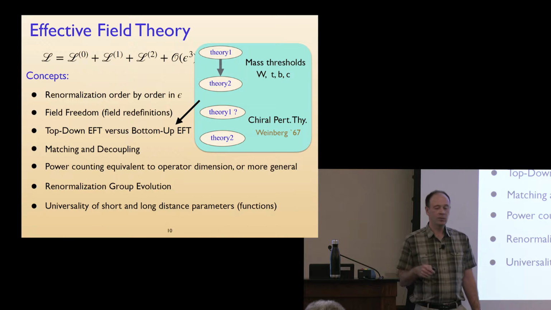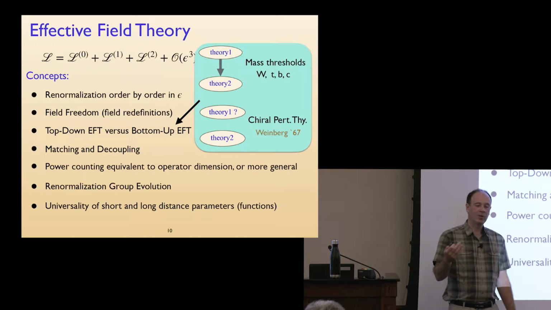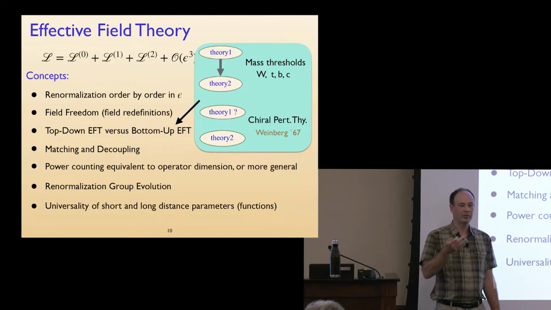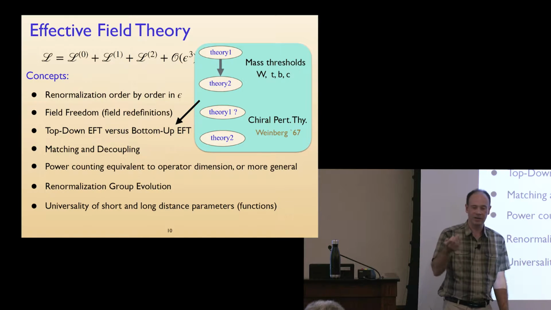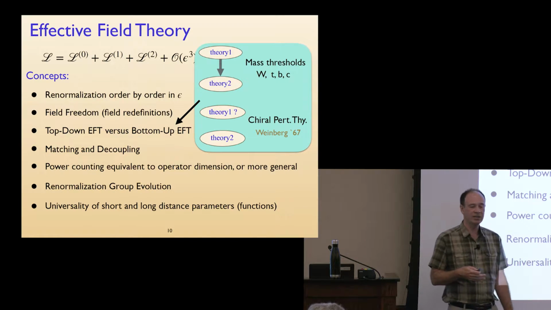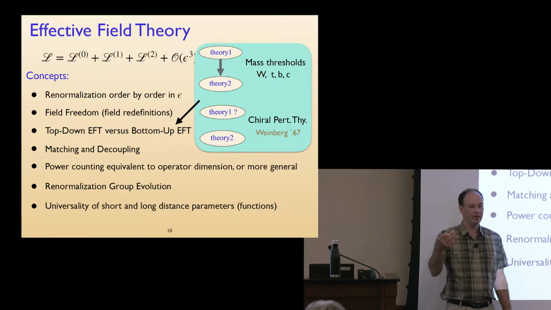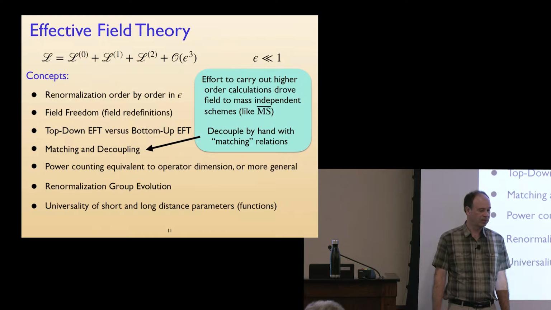In kind of another way, the top-down approach, we have theory 1, maybe that's QCD, and we want to take theory 1 and we want to remove some things. For example, maybe we want to remove the W, top, bottom, and charm because they're heavier than the physics we want to study at low energies, and we systematically integrate out and we do matching calculations to connect theory 1 and theory 2. So I think these concepts of bottom-up and top-down really owe a lot to QCD.